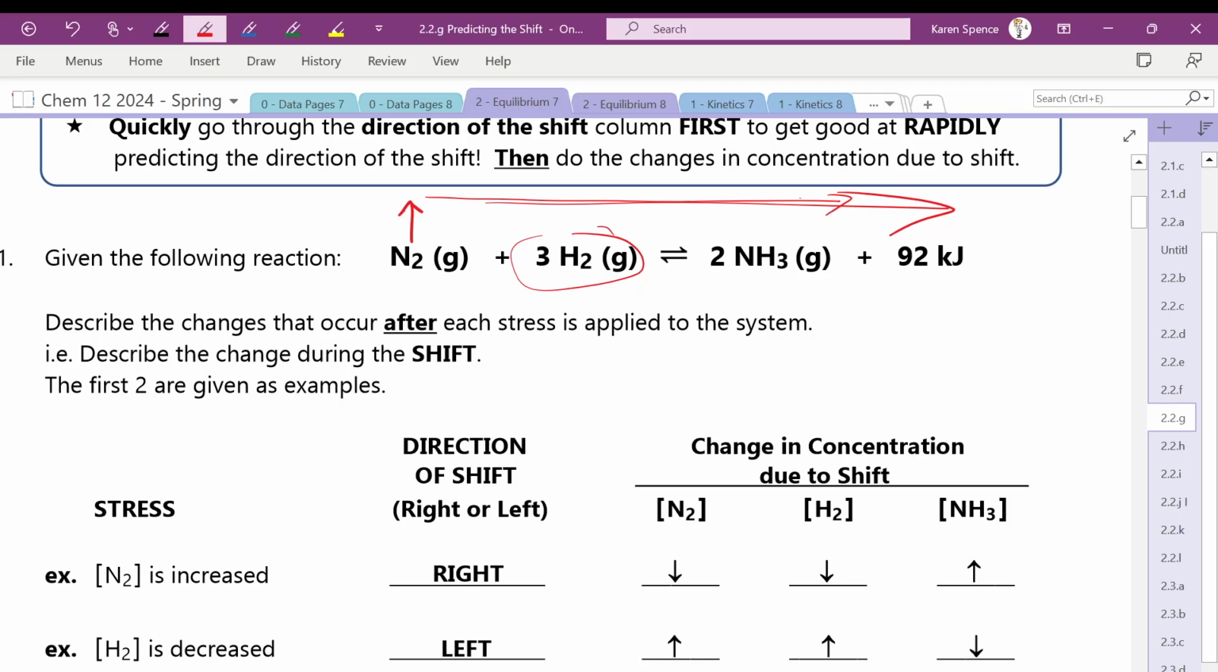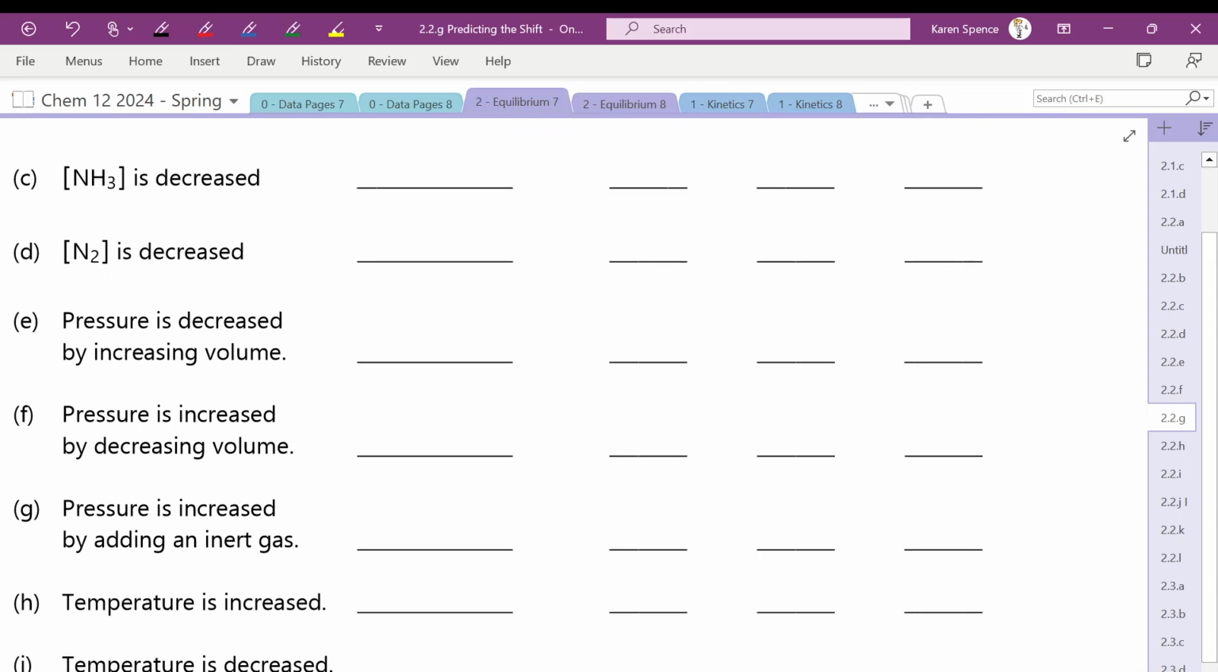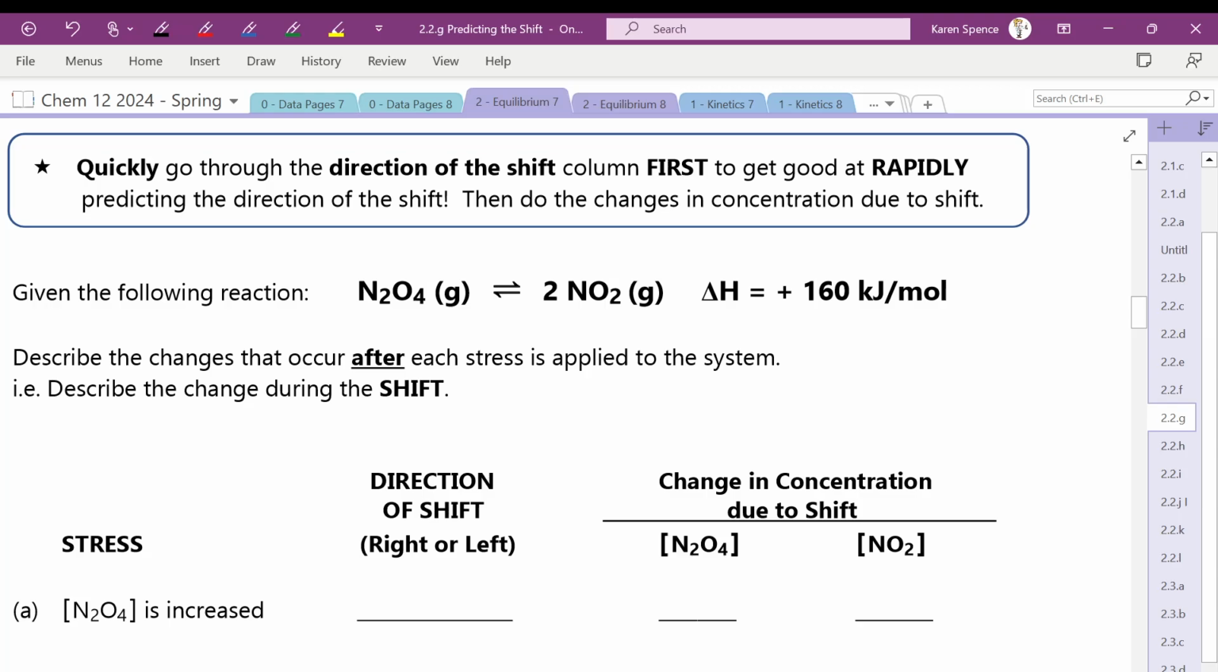All right? If we decrease the concentration of H2, then we're going to shift to the left. We're going to be making N2 and H2, so those two are going to go up, and NH3 is going to be used up, so it's going to go down. All right, you're going to try these ones as quick as you can.